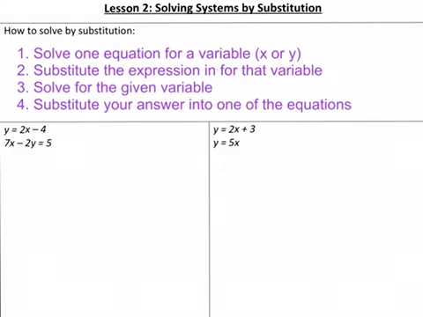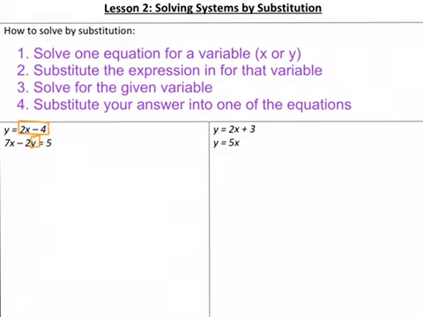We have a system here. Well, we already have a variable by himself already. So step one's kind of done for us. So we basically have to get something in slope-intercept form for the most part, okay? Then it says to substitute the expression in for that variable. So what that means is if I have y is equal to 2x minus 4, I get to plug that in for y down on the second equation.